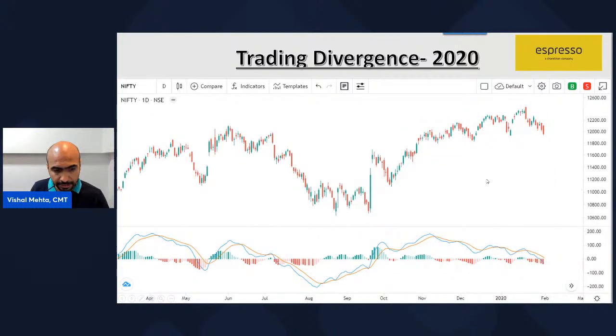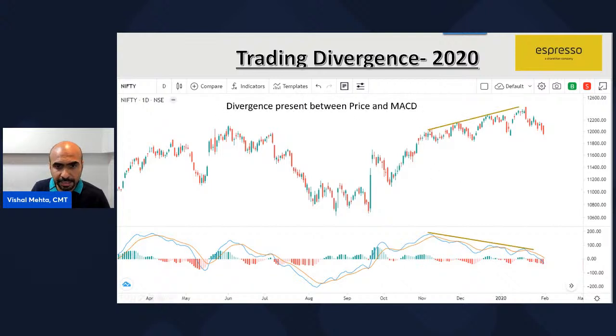Now let's study another crash for the long term, which I think everybody remembers, as recent as 2020. What happened to the prices? Prices making a new high, prices making a new high. I'm assuming that the MACD should also make a new high. If you can see this top and this MACD top, and this top and this, they are in congruence. Meaning, prices are going up, MACD is going up.